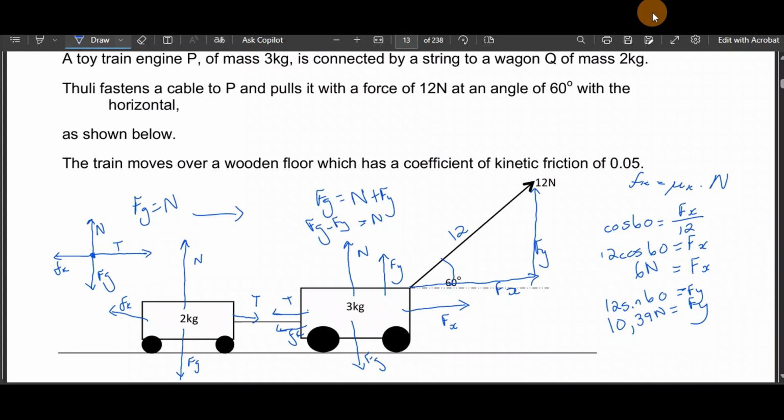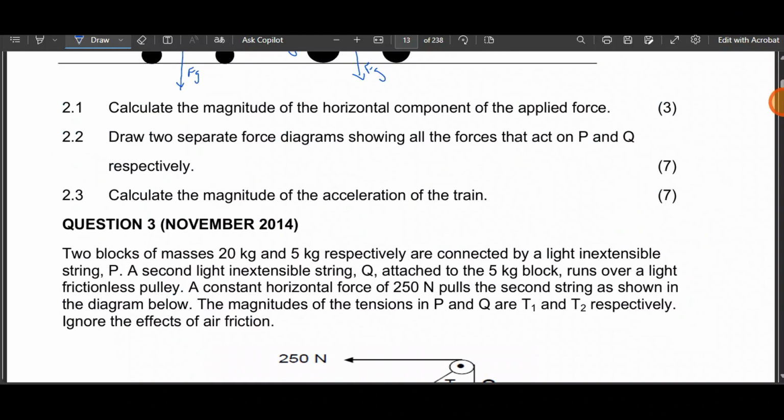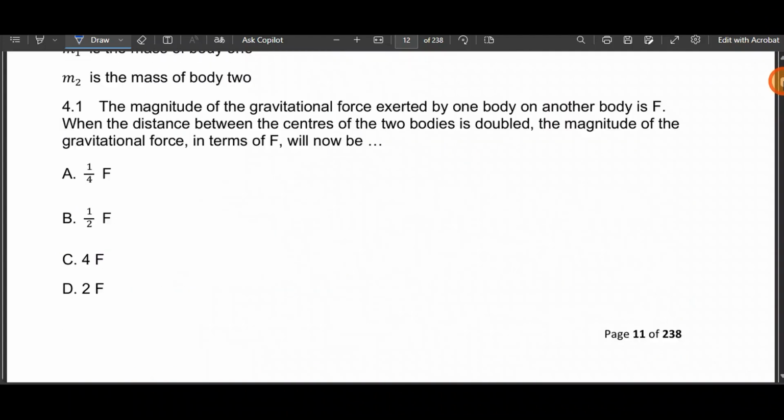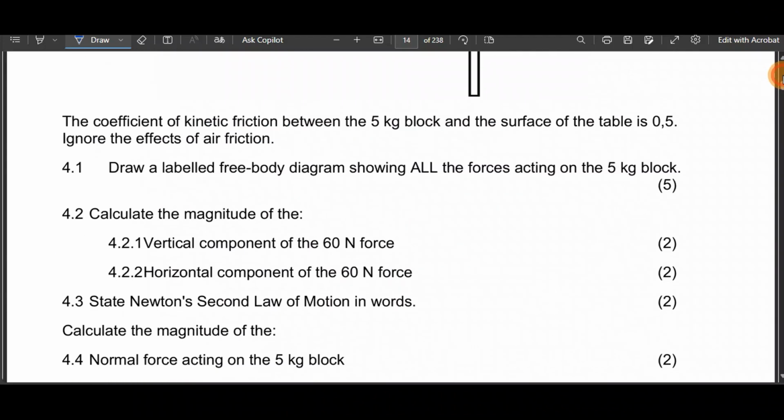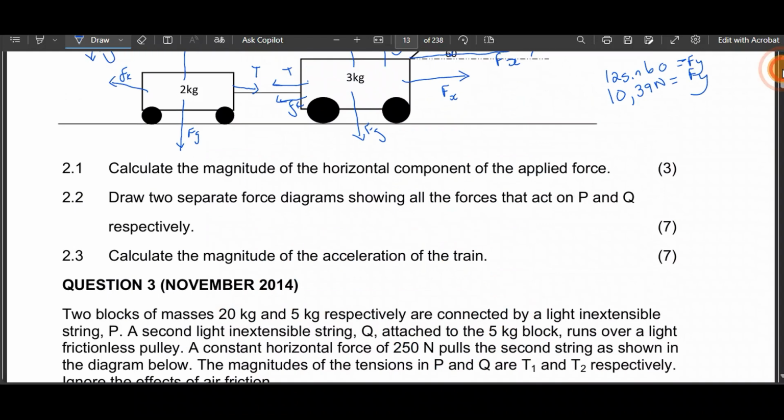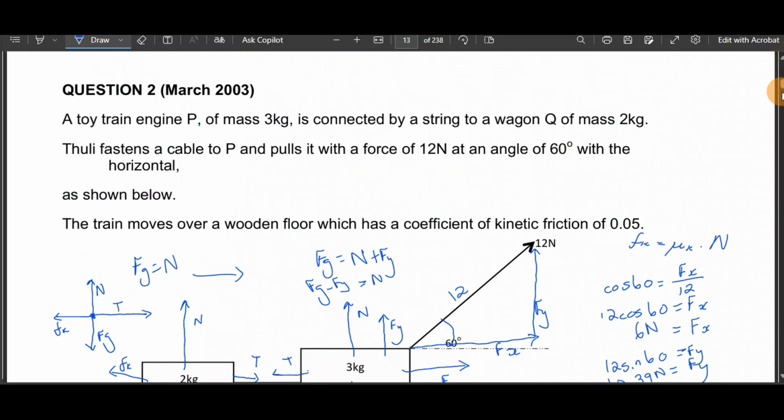So this would be a free body, while something like this would be your force diagram. Okay. So now they want us to calculate the magnitude of the acceleration of the train. This is now where we use Newton's second law, right? Because Newton's second law tells us that what? F net is equal to ma. So it has an acceleration, and that is what we are looking for, right?